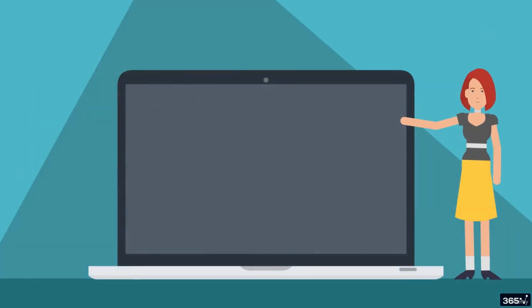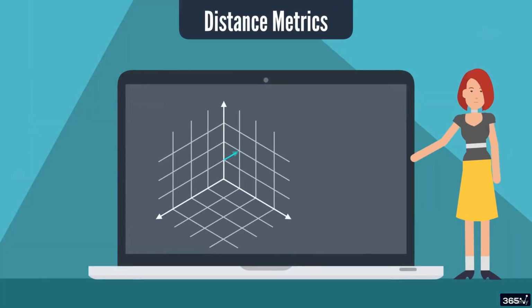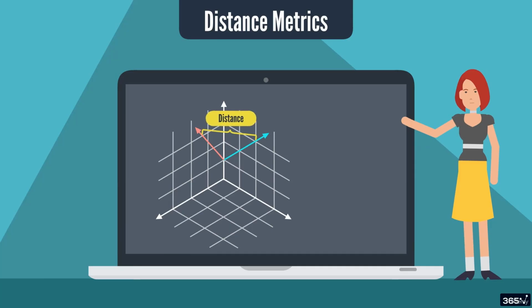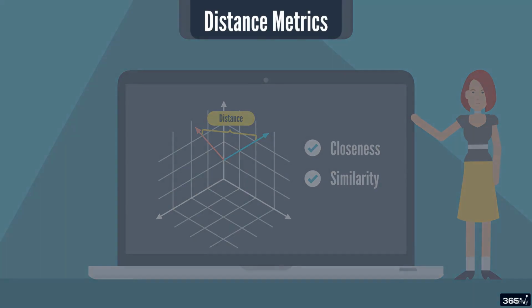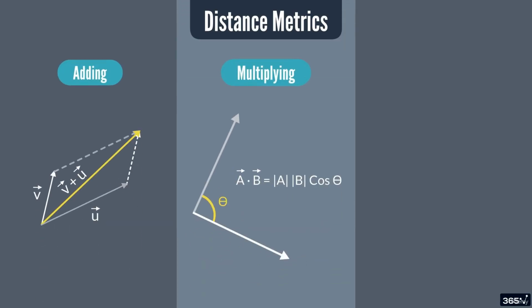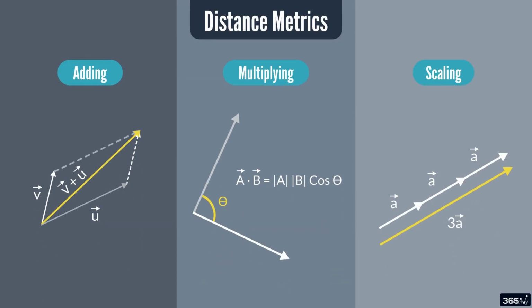Welcome to the lesson on distance metrics in vector space. Today we'll examine the heart of how we measure the closeness and similarity between data points. We've already discussed that a vector space has certain properties, such as adding, multiplying, and scaling a vector. Today we'll discuss how we measure the distance between vectors.